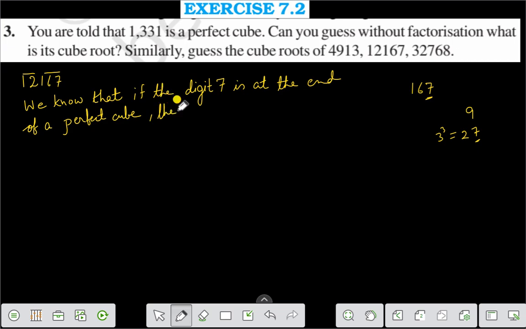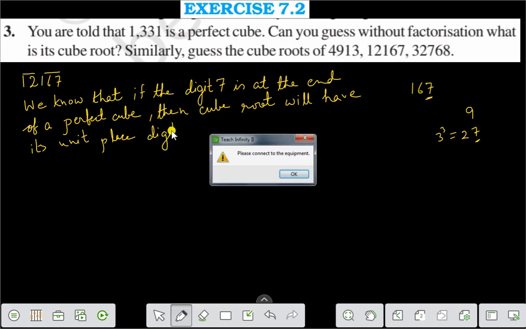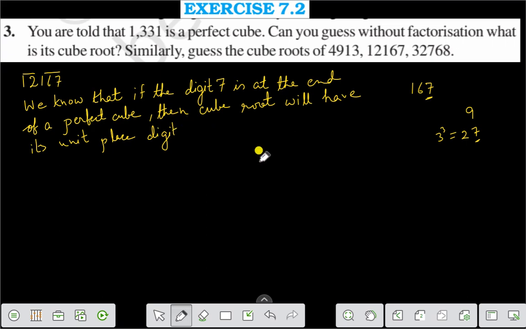then its cube root will have its unit place digit as 3 only, right? Now the second group is 12.